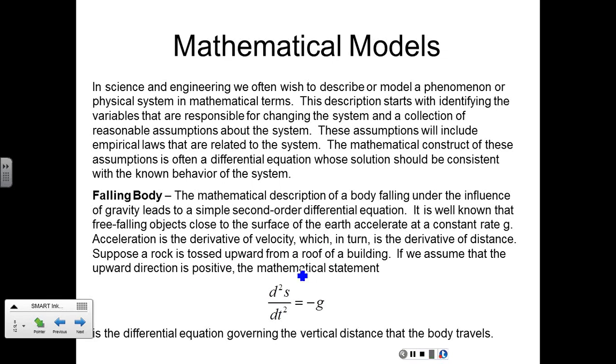Suppose a rock is tossed upward from a roof of a building. If we assume that the upward direction is positive, the mathematical statement, second derivative of s with respect to time, s is always your position function, is negative g. That's a differential equation. So that's one mathematical model. We will revisit this in just a second. Okay?